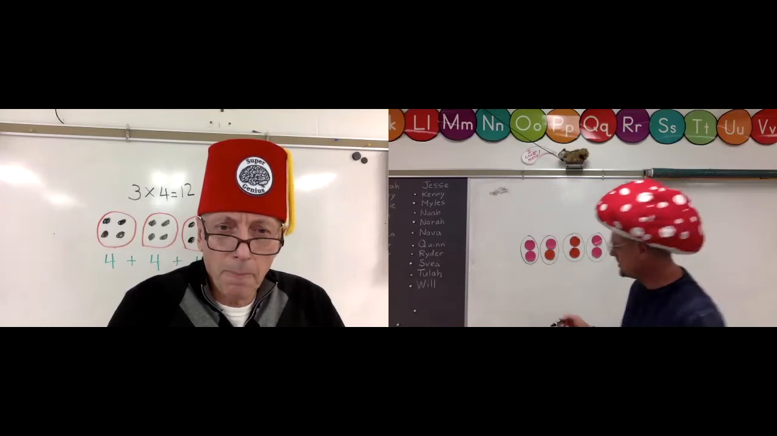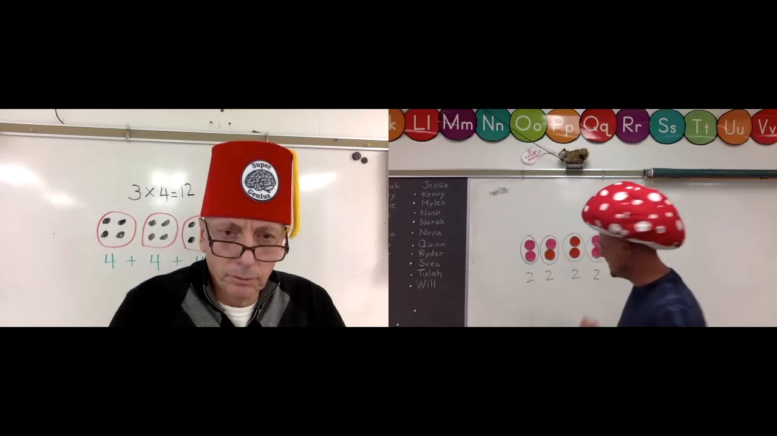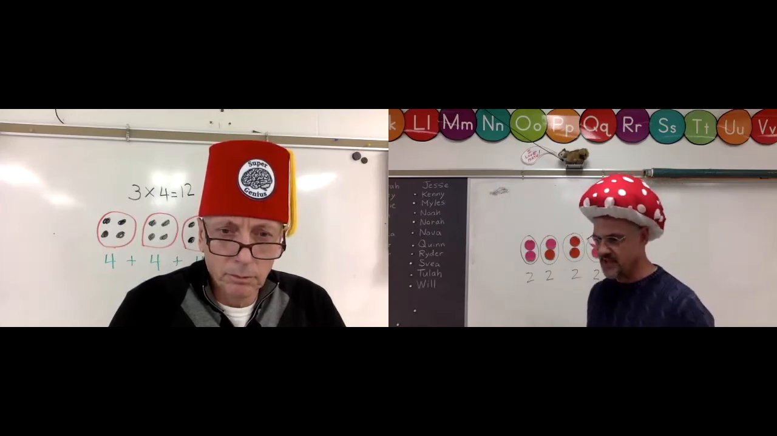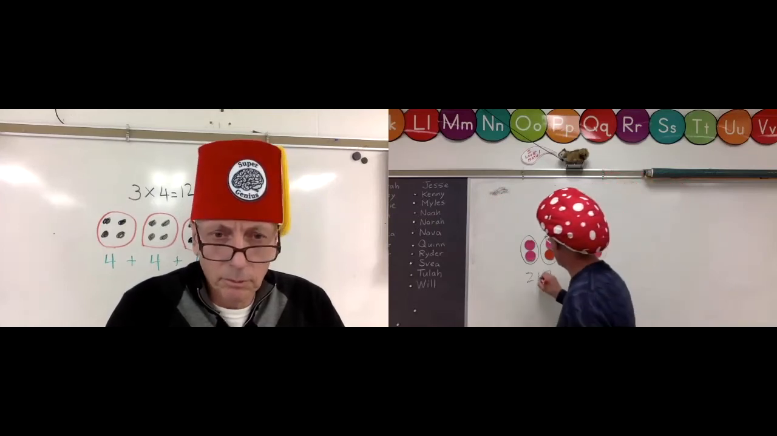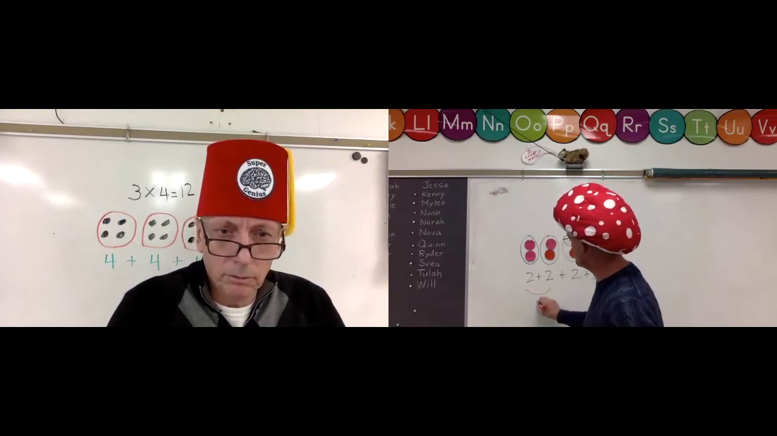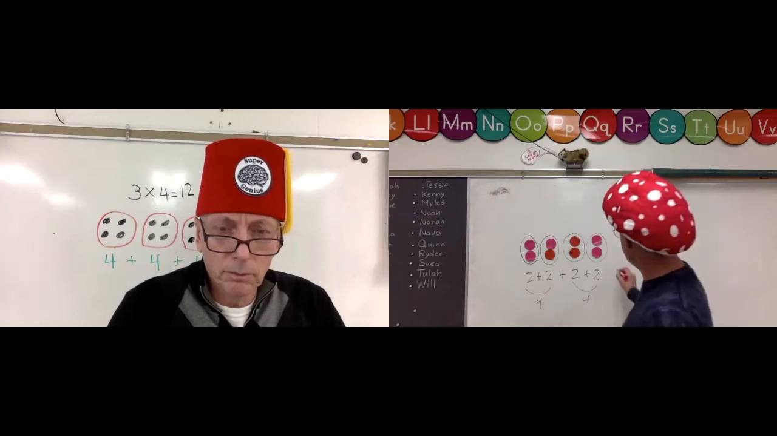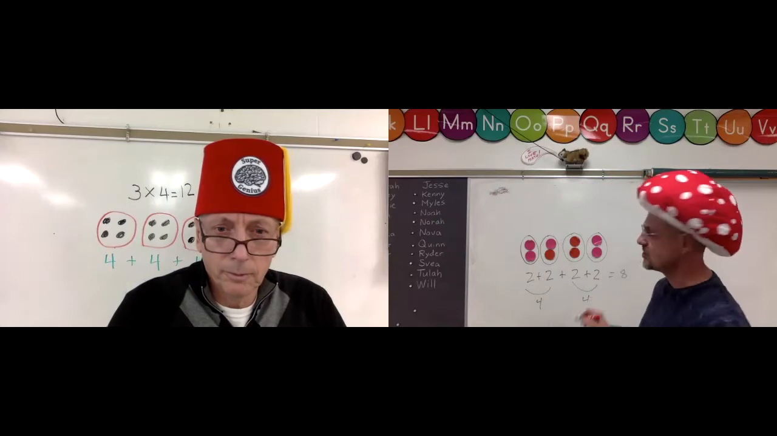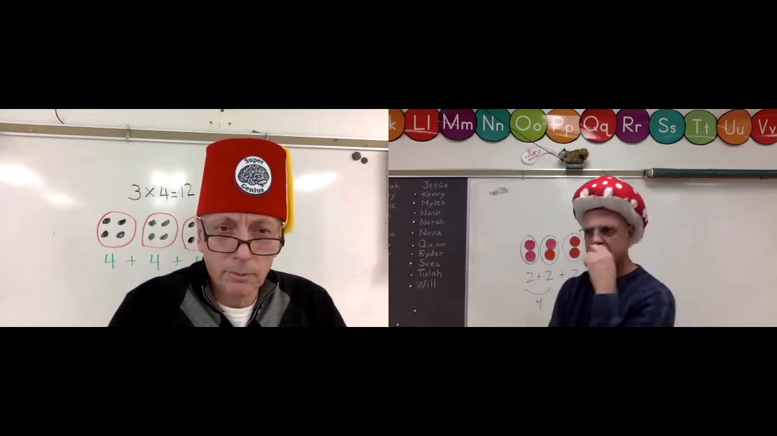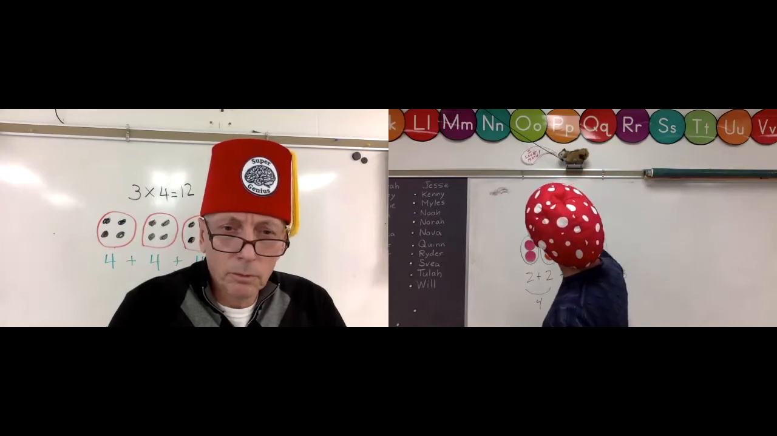Four groups of two. There's two in each of those. And I know you said multiplication is just repeated addition. So add 2 plus 2, 2 plus 2. I know 2 plus 2 is 4. And then I can add that up. 4 plus 4 equals 8. So 4 groups of 2. I'm going to do 4 times 2.